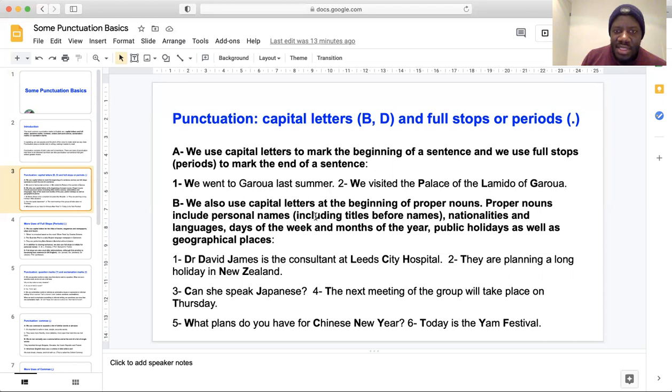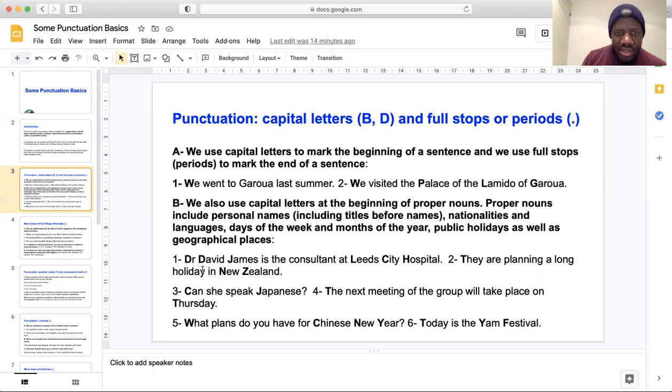B, we also use capital letters at the beginning of proper nouns, whether they are at the beginning or in the middle of a sentence. And proper nouns include personal names, meaning names of persons, including titles before names, nationalities and languages, days of the week and months of the year, public holidays, as well as geographical places.